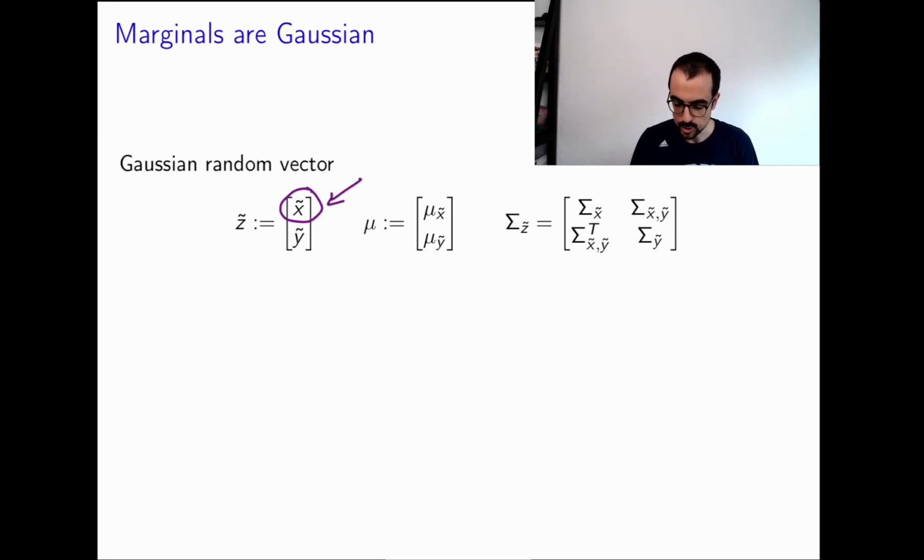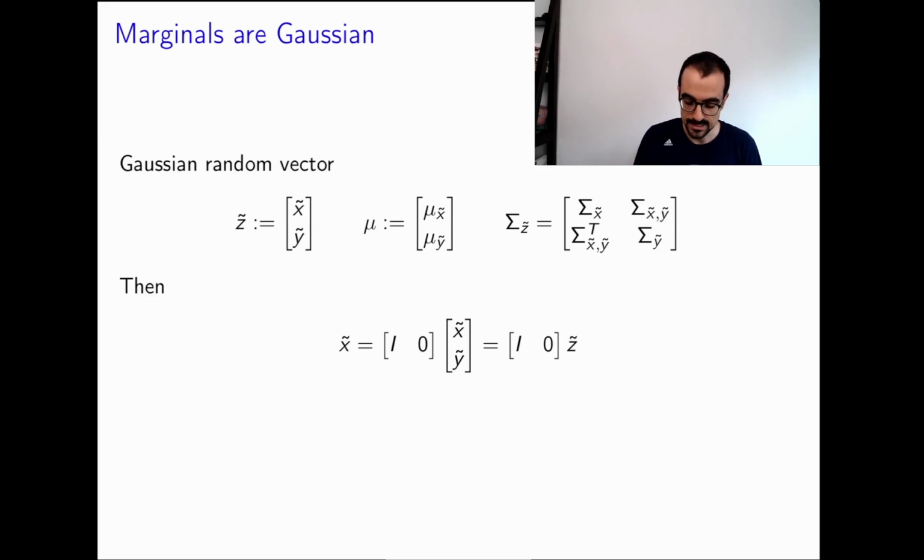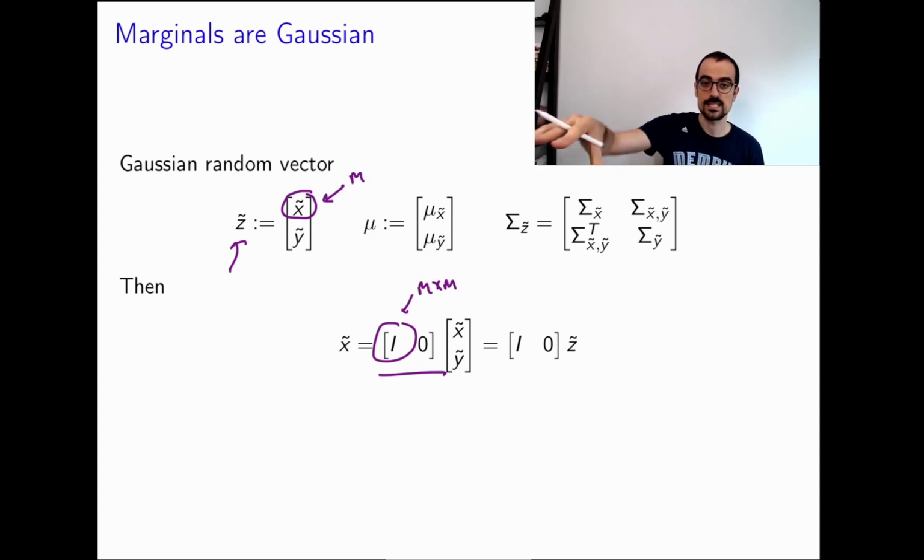So for that, it's going to be useful to actually, well, let's move forward for a moment. We realize that we can just extract this guy from the whole Gaussian random vector by applying a matrix that first has an identity. If this guy has dimension m, then this identity is going to be m times m. That extracts x, and then we don't care about y, so we fill in with zeros.